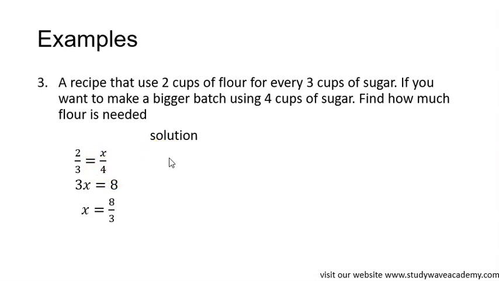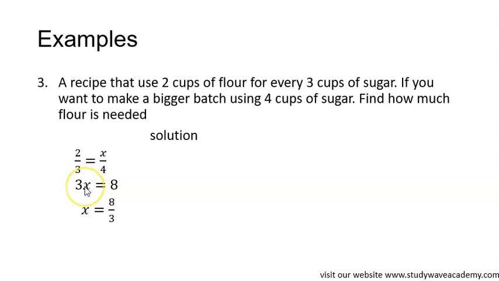So the cups of flour you are going to use is unknown. So we say that is x. So it's x/4. So this is 2 cups of the flour, which is known, and 3 cups of sugar. Here the flour isn't known, but the sugar is known, which is 4. So to find the x, you cross multiply. x times 3 is going to give you 3x, and 2 times 4 is going to give you 8. So you have 3x equals 8.